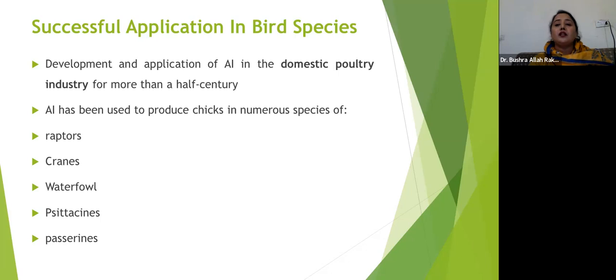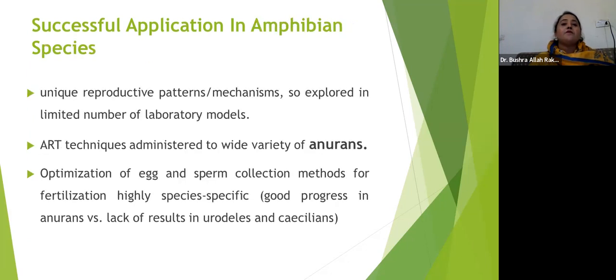And then currently we are using these technologies for the conservation of the quail species of Pakistan, like common quail, Japanese quail, and rain quail. And these techniques have also been successfully used in many amphibian species. And amphibians, of course, have a unique reproductive pattern. Although they are mostly used as laboratory animals, many endangered species of the amphibians are being protected through the application of these reproductive biotechnologies.